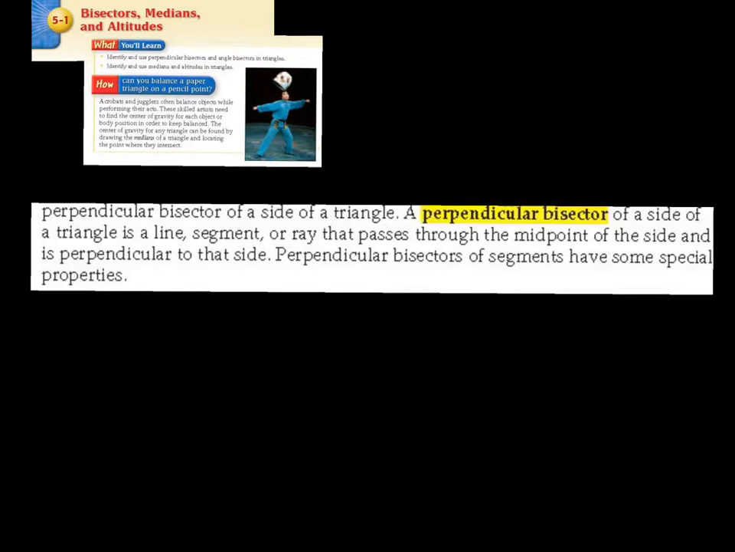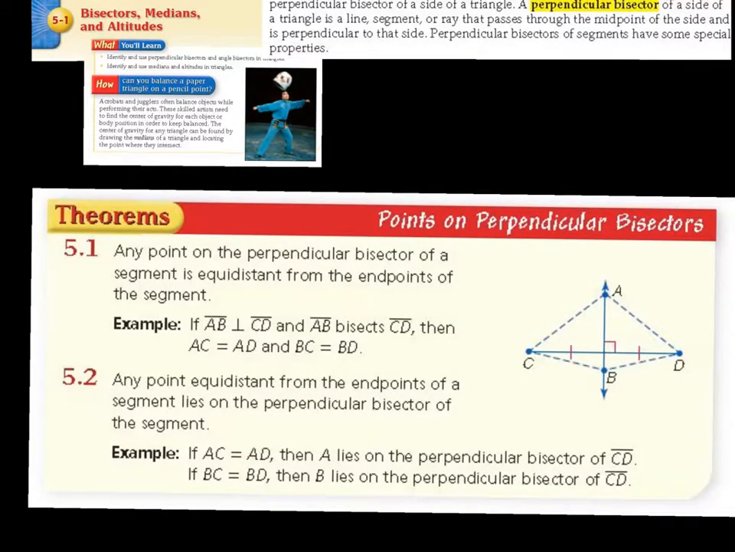A perpendicular bisector of a side of a triangle is a line, segment, or ray that passes through the midpoint of the side and is perpendicular to that side. Perpendicular bisectors of segments have some special properties. Theorem 5.1 says any point on the perpendicular bisector of a segment is equidistant from the endpoints of the segment. For example, if segment AB is perpendicular to segment CD and segment AB bisects segment CD, then AC is equal in length to AD and BC is equal in length to BD.